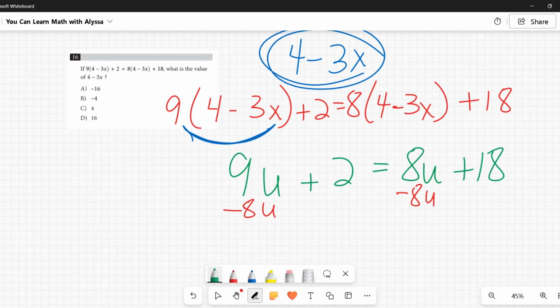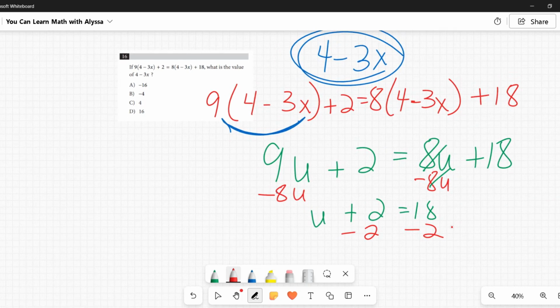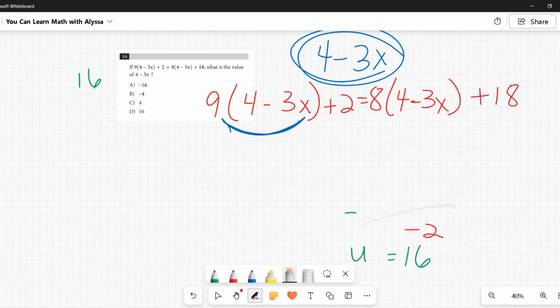And then on the left, I would just have a single u plus 2 equals 18. Those cancel out, just left with 18. And then I'll go, okay, I'm going to subtract that 2, undo that adding of 2 to get rid of that. And then on the left, I just have u, and on the right, 18 minus 2 is 16. I'm going to put that up there on the left. Now, let's do that same math, but with the 4 minus 3x in there, and we're going to get the same thing.